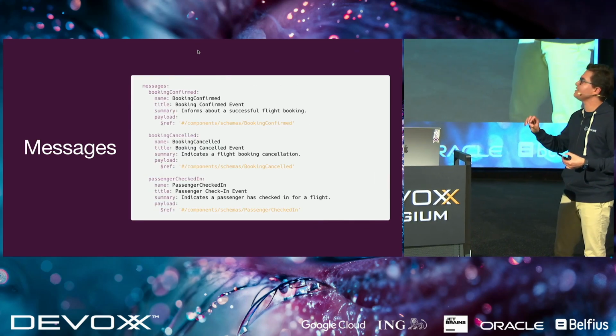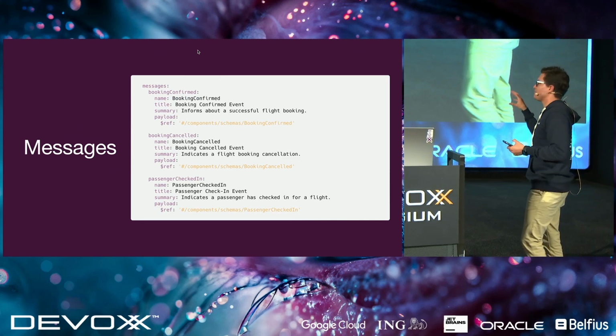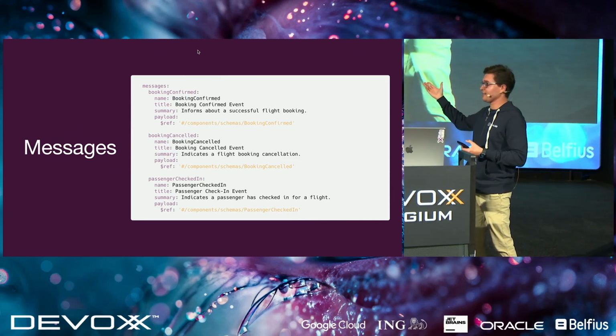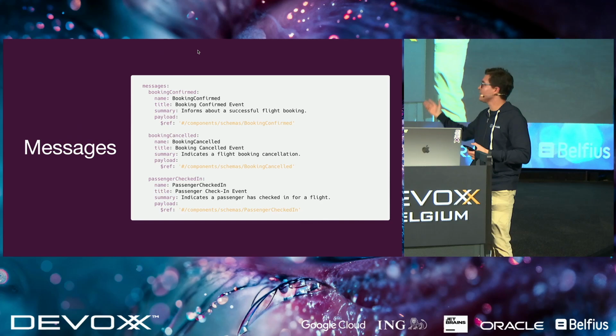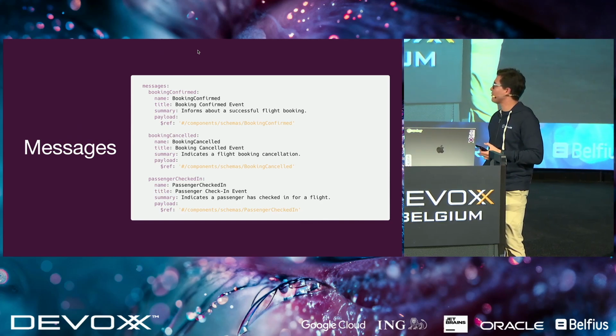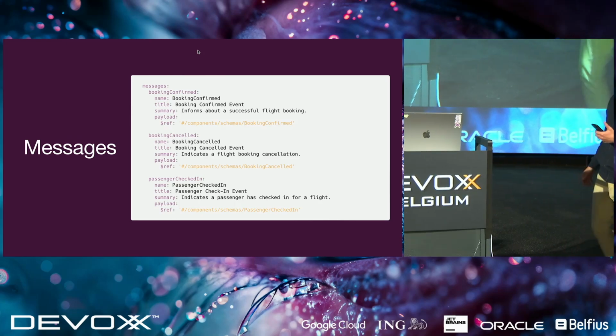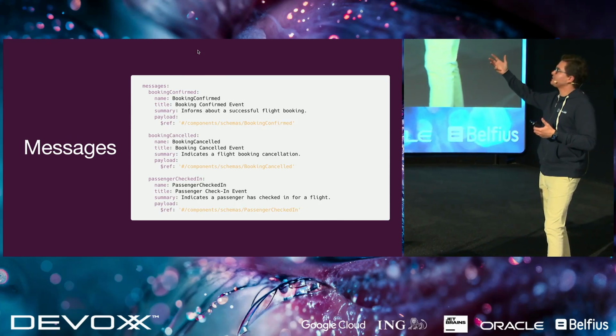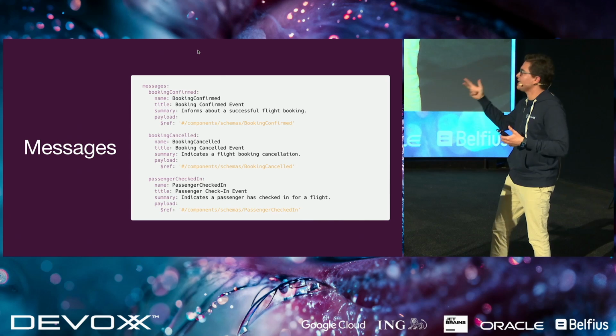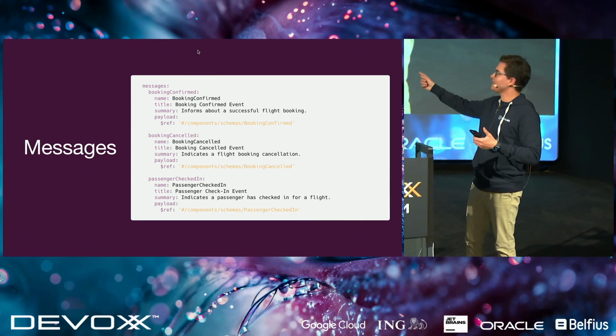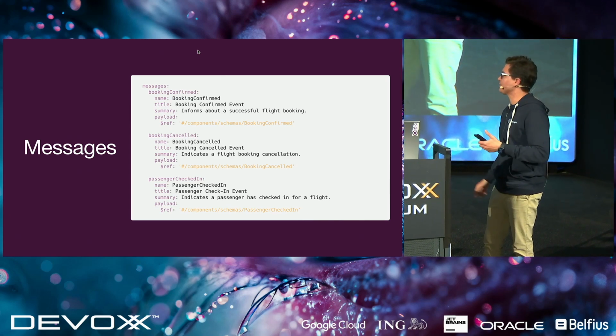From these schemas, you add them as payload to the messages. You could also define the schema right there in the message. It wouldn't be a problem, but it is not considered a good practice because you can always reuse these schemas for other messages as well. So here we have defined the three messages, booking confirmed, booking canceled, and passenger checked in, with the schemas that we defined previously.